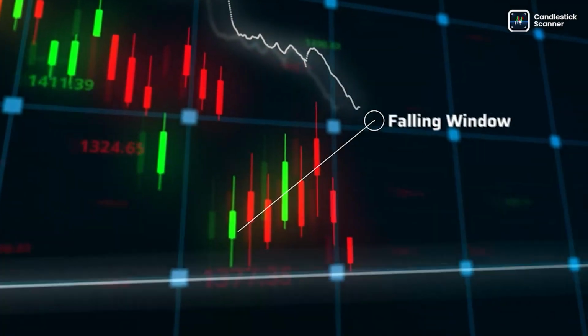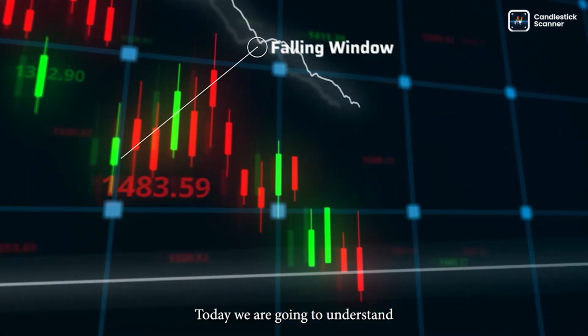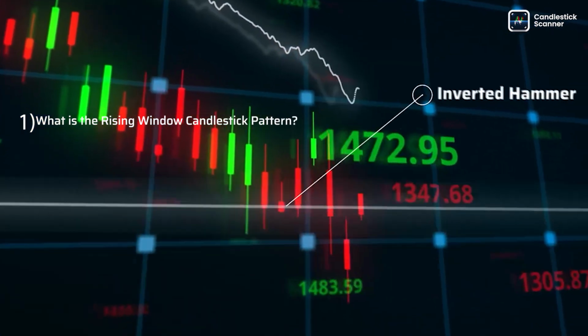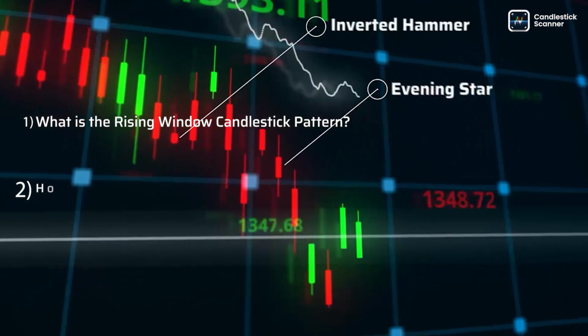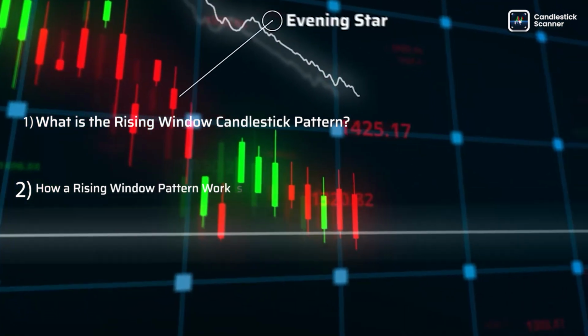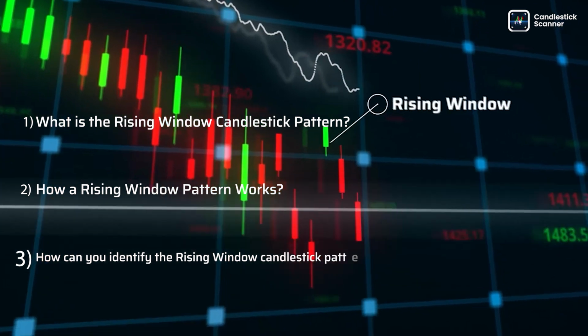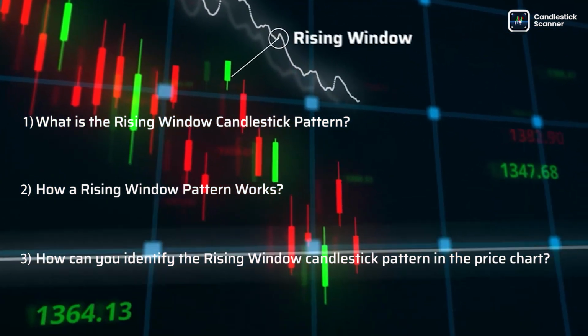Hi there. Today, we are going to understand, first, what is the rising window candlestick pattern? Second, how a rising window pattern works. And last, how can you identify the rising window candlestick pattern in the price chart?